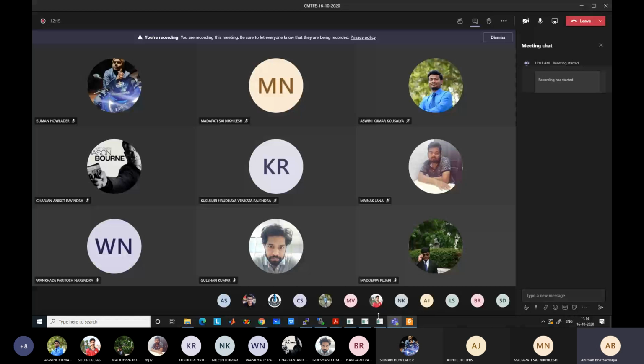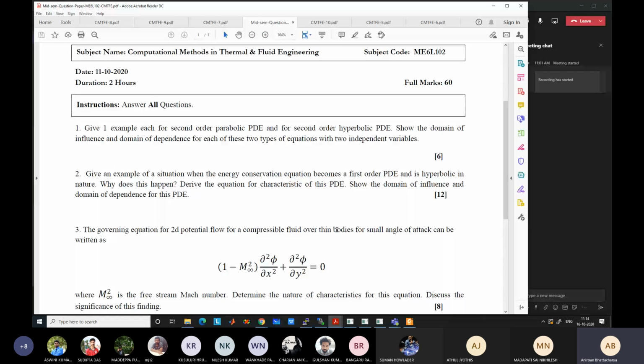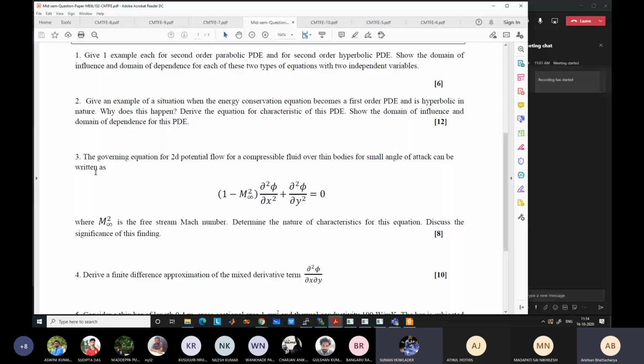The governing equation, I have given a lot of marks because some of you were asking that time is short in online exams. So as a result, actually this should be an 8 marks question, but I have given 12 marks for this. The governing equation for the 2D potential flow for a compressible fluid flow over thin. This also we have discussed. Okay, 1 minus M infinity square del square phi del x square, so del square phi del.